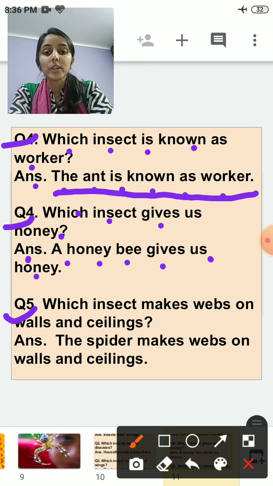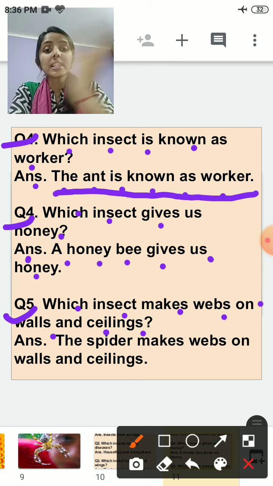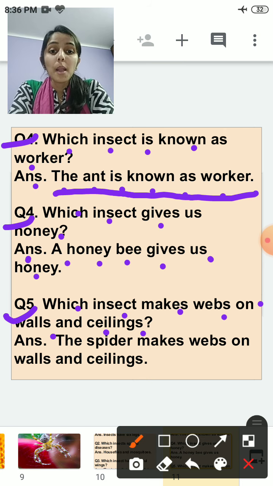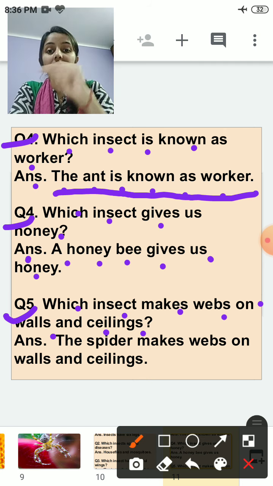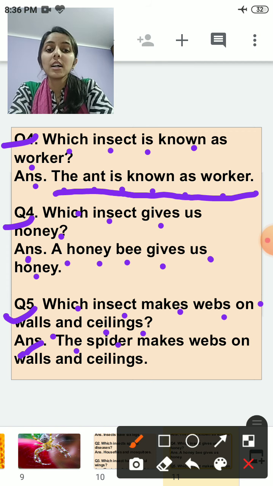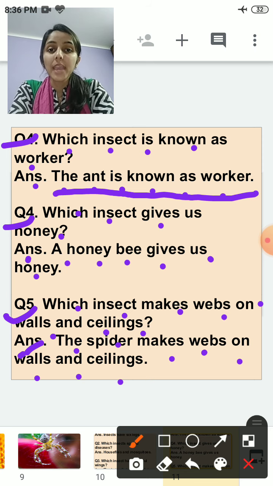Now fifth question. Which insect makes webs on walls and ceilings? Answer is, the spider makes webs on walls and ceilings.